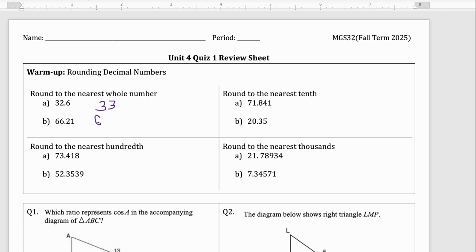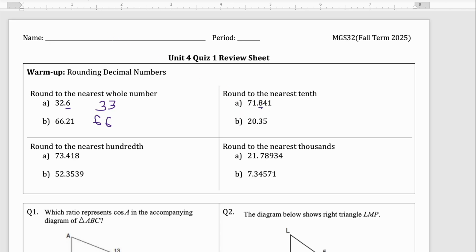Below 4 or below, the number is going to stay the same. So if this tens place was 5 or more, this goes up one whole value, and over here we have that it's below 5, and so it's going to stay at that value. So to the nearest tenth is one place value.